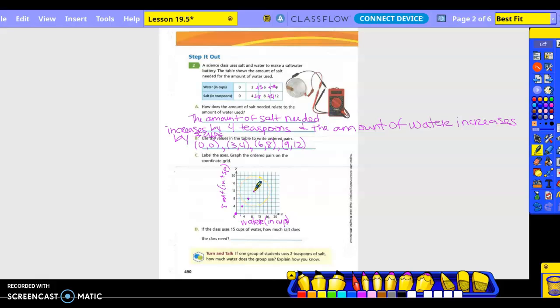So if the class uses 15 cups of water, so we would go to what? This would be 12. Then 15, right? We need to extend out our chart. Okay. Then we'd add 4 down here, which is what? 16, and add 4 more, that's what? 20. How much salt does a class need? 20 teaspoons. So, essentially, we would need to show a little bit of work, and we did that by adding more to our chart, correct?